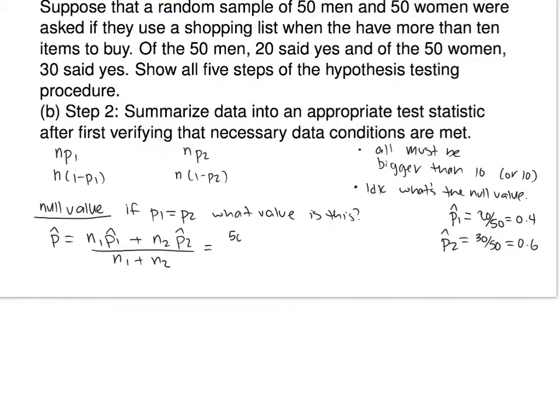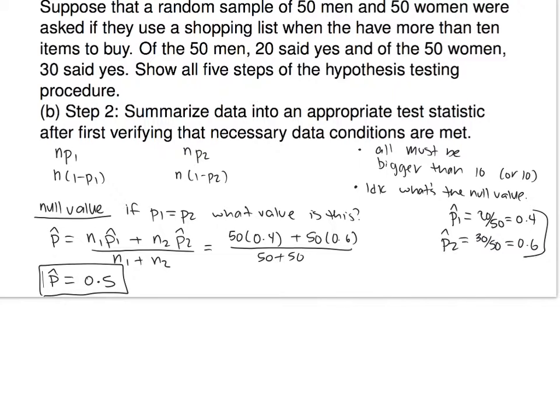So we do 50 times 0.4 plus 50 times 0.6 over 50 plus 50. I think this comes out to be 0.5. So in this case, notice how that was an average of those two values, but that's because the sample sizes are equal. Does that make sense? If these sample sizes had been unequal, then it wouldn't have been just this one plus this one divided by 2. That's a special case. This was an exception.